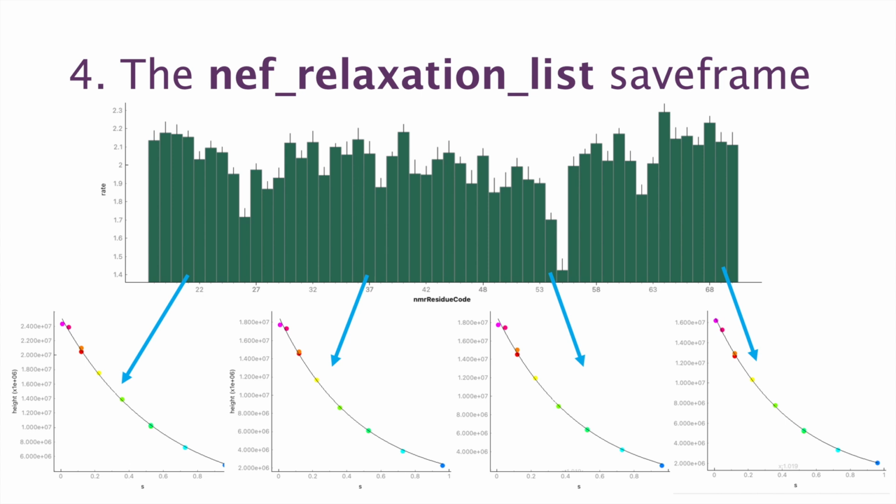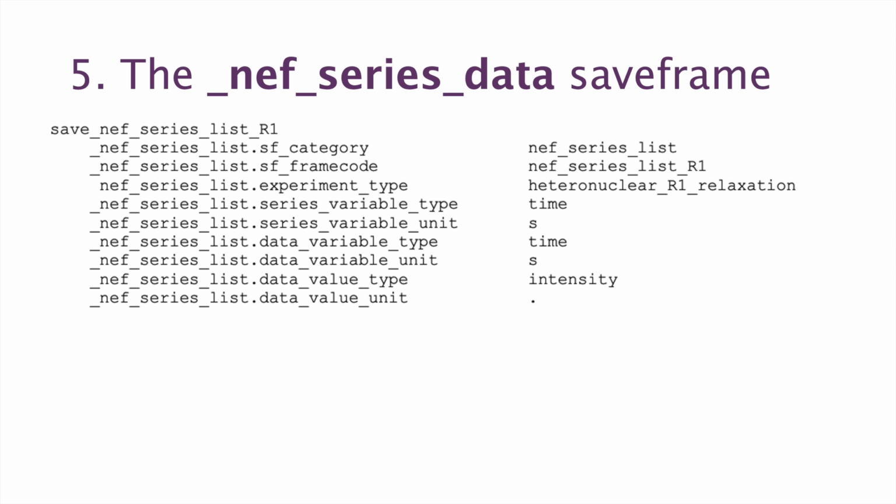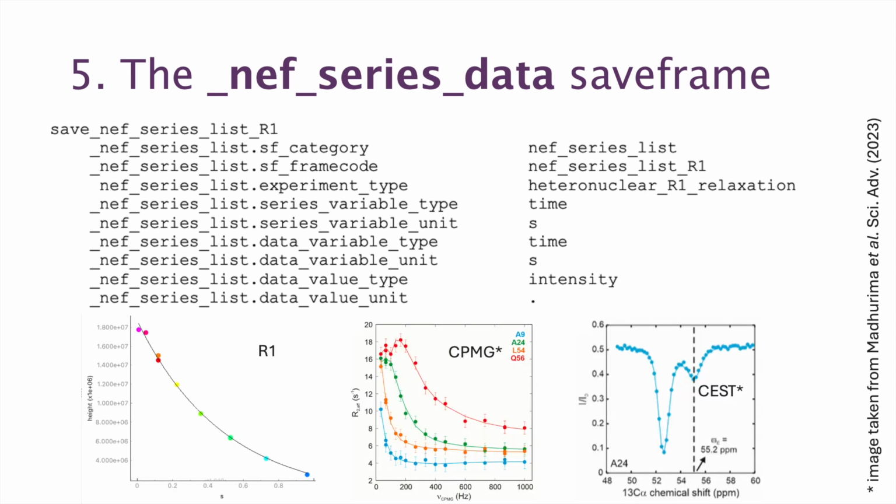But trying to find those peaks and match them up is not entirely straightforward and requires quite a bit of code to do. We think it is important to link these relaxation rates to the experimental data that gave rise to them. So that is why we are also proposing the non-mandatory NEF series data saveframe. This will link the peaks to the relaxation rates. One NEF series data saveframe is always linked to one NEF relaxation list saveframe, and it essentially documents what happens in these kinds of graphs.